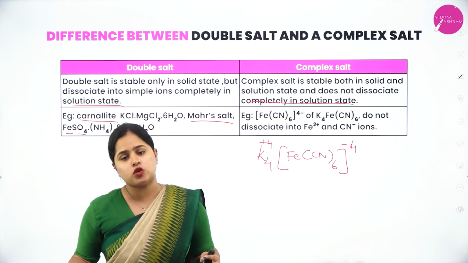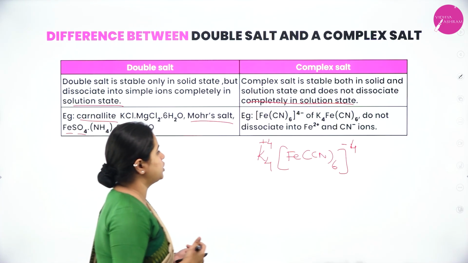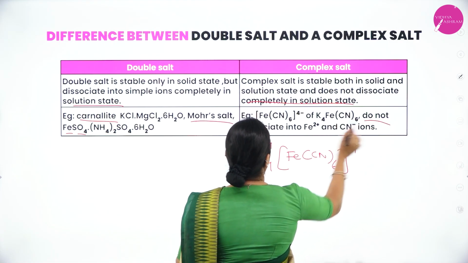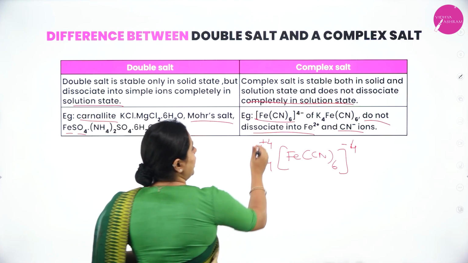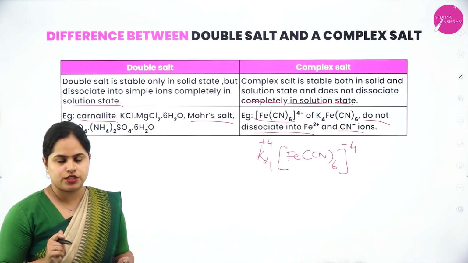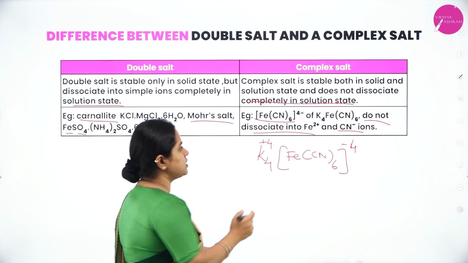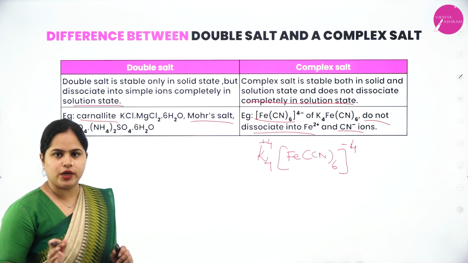So complete dissociation of all the ions is not possible in a complex salt or coordination compound. As you can see here, it does not dissociate into Fe2+ and CN minus ions. You will get [Fe(CN)6]4- and 4 moles of K+ ions. So the metal and ligand ions present inside the square bracket you won't be able to dissociate. I hope it is clear.